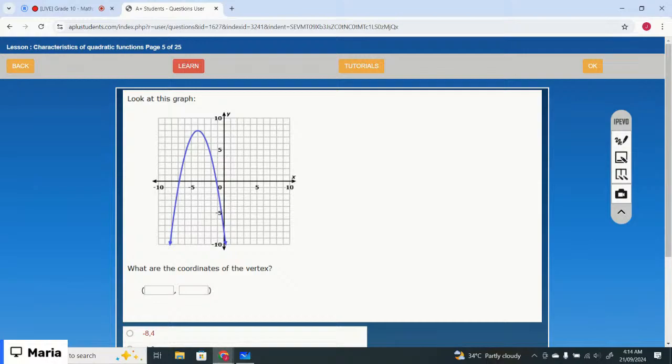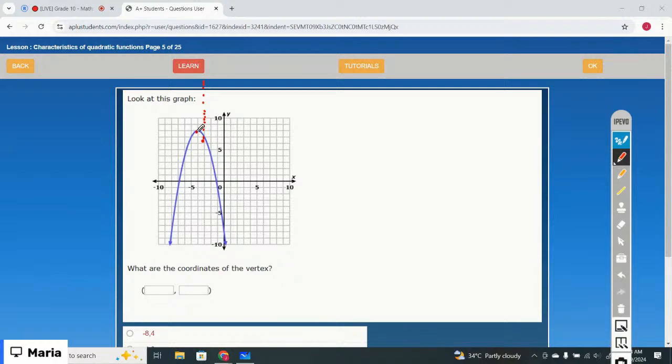Look at this graph. What are the coordinates of the vertex? The maximum or the minimum point of the parabola is the vertex, right? So this is the vertex. You have to find the coordinates. So match it to the x-axis. I think -4 it is. And match it to the y-axis. So that is 8.